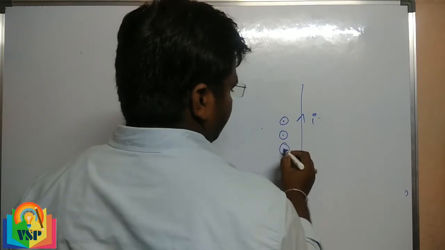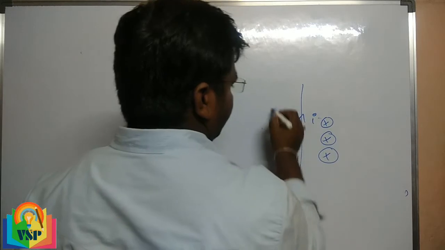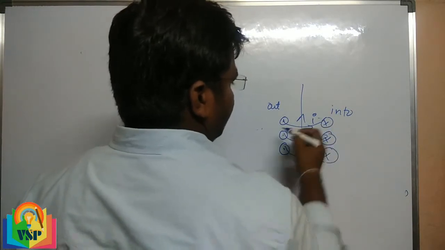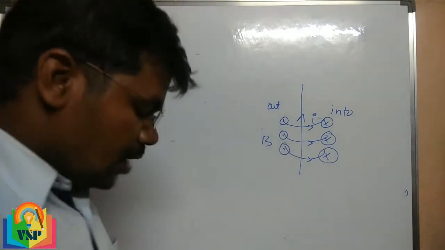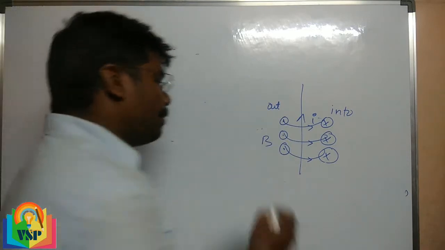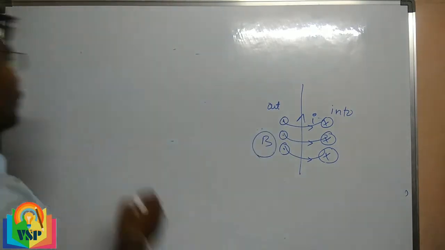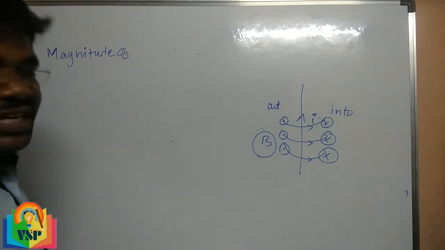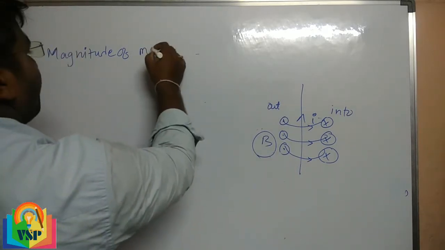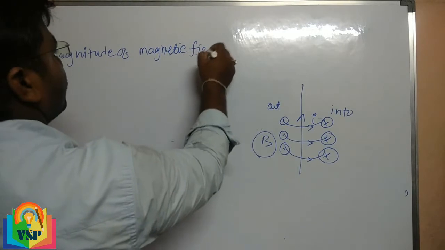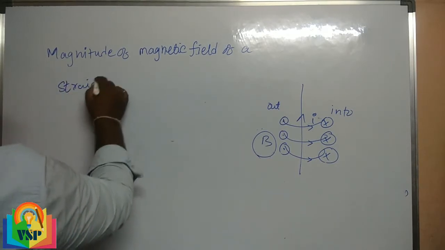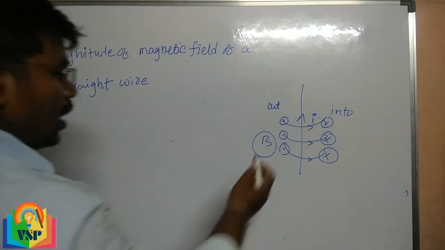Out, in, out, into symbol, like this. This is the field line's direction, B. So according to Ampere's circuit law, we have to find the magnitude of the magnetic field of a straight wire. So we have to find that magnitude.